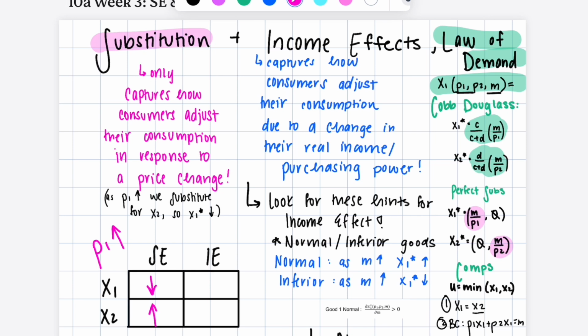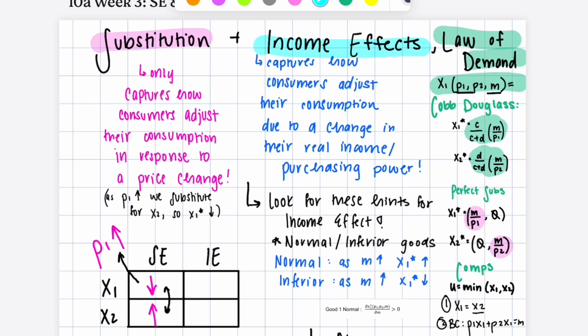The idea here is that x1's price is getting higher, we actually want less of it, and we're going to go ahead and substitute x2 in. And so these will always be opposite directions of one another, and this will always be the opposite direction of its own price change. Then for income effects, we're capturing how consumers adjust their consumption due to a change in their real income and their purchasing power.